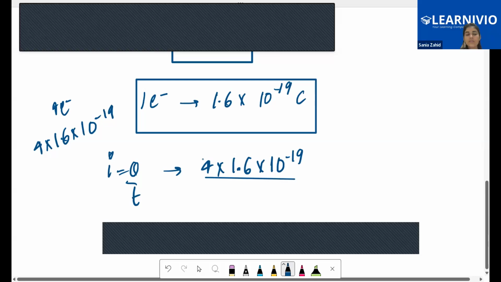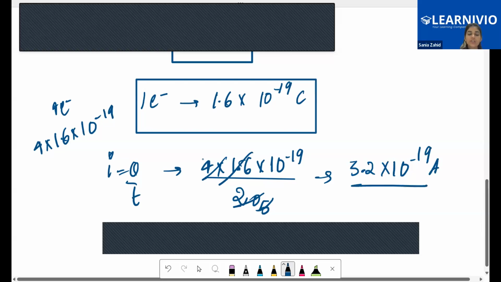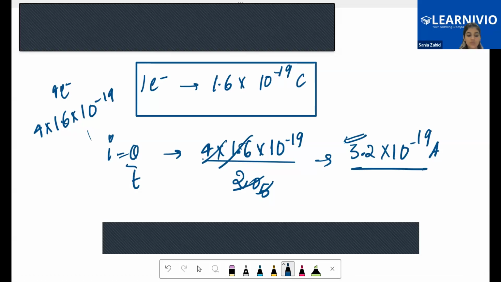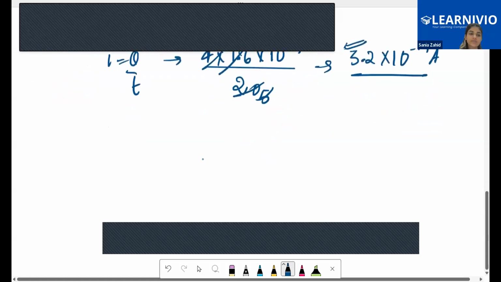What will be the time? I'm saying 2 seconds. So you can divide it, and you get 3.2 into 10 to the power minus 19 ampere. The unit of current is ampere. So if 4 electrons are moving in 2 seconds, then how much current will they produce? They will produce a current of 3.2 into 10 to the power minus 19 ampere. Hope this is clear to you. Yeah, it's clear. Okay. Now you have a circuit diagram.